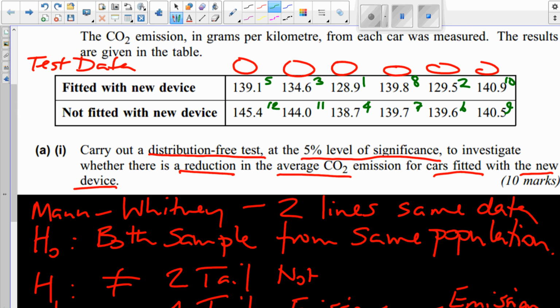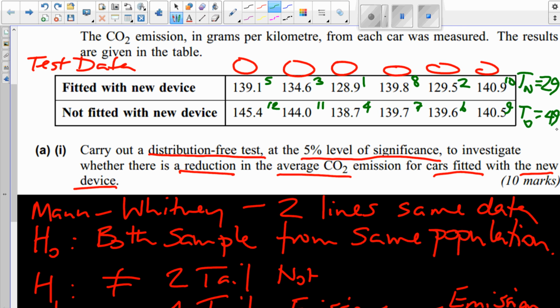And our next step, as with any of these ranking tests, is to add them up. So for the T for the new device, we're going to sum up all of the numbers there. So it's 5 plus 3 plus 1 plus 8 plus 2 plus 10. So total is 29, and the total for without the device, when we add the 12, 11, etc., is going to be 49.